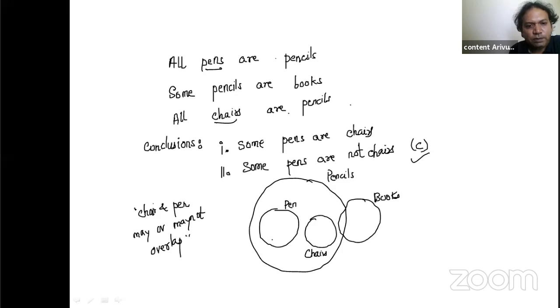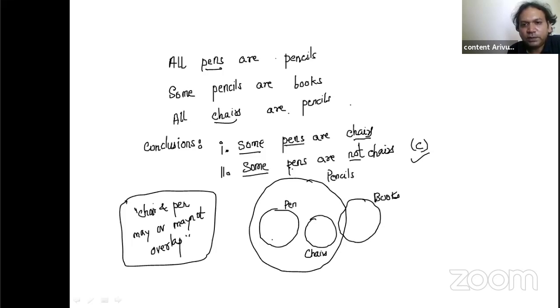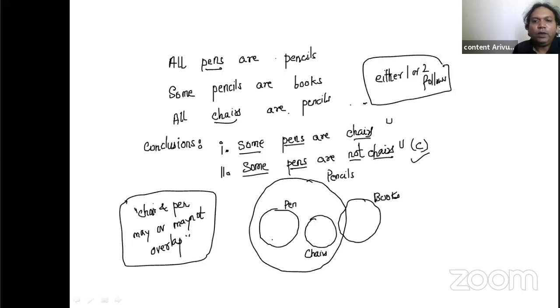So this is the main thing to keep in mind here. The chair and pen may or may not overlap. So some pens are chairs or some pens are not chairs. When we have some and some not with the same subject and object, both are uncertain, then the answer is C, that is either one or two follows. So this is another example scenario where the answer is an either-or case.